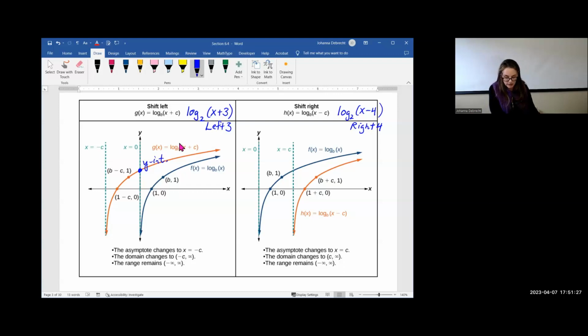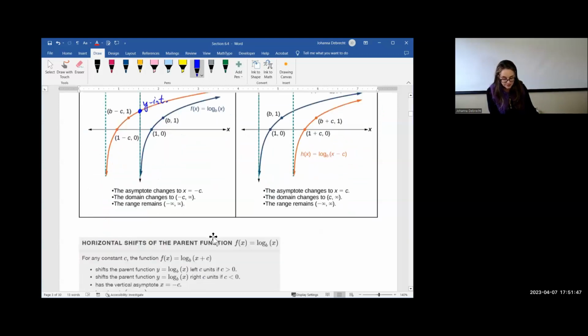Now, let's see what else changes. It does change the domain from whatever the shift was. If it's left, it goes from that negative value to infinity. And if it's to the right, for example, on this one, it would go from 4 to infinity. But the range doesn't change. It's still all reals.